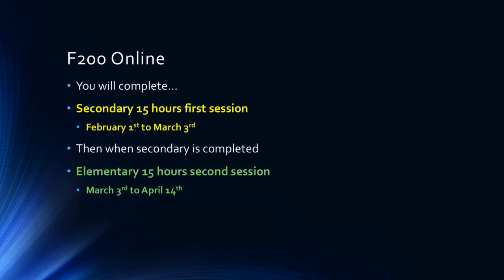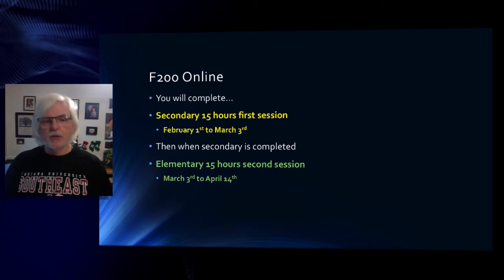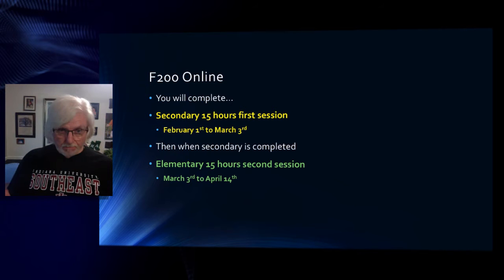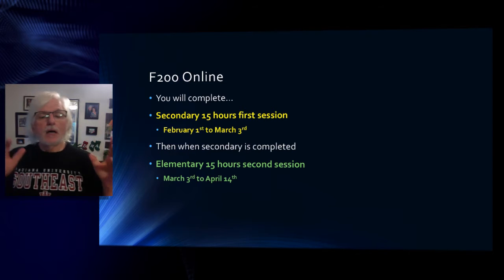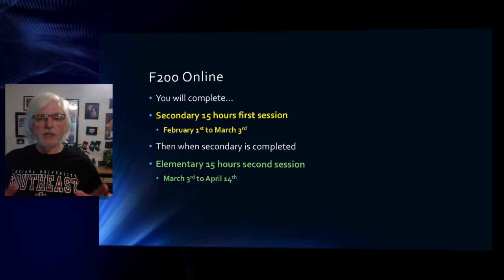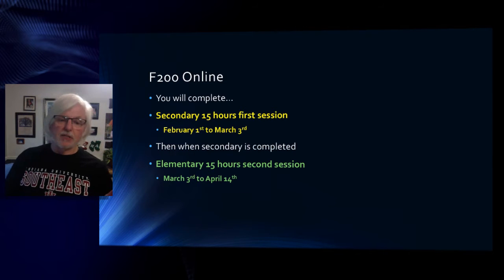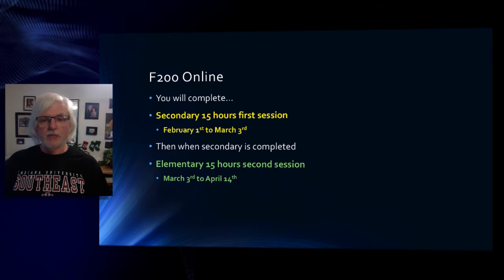Next, F200 online, that's you all. We do have a face-to-face class, you may be watching this, but for the online class, you are going to complete secondary first. You're going to complete 15 hours of secondary as your first session, and those clinical hours need to be completed between February 1st and March 3rd. So there's plenty of time to do that and cover those 4 to 5 weeks. When the secondary is finished, then you're going to do elementary, and that's from, as you can see on the screen, March 3rd to April 14th.